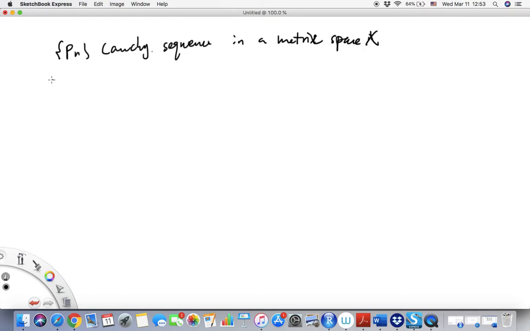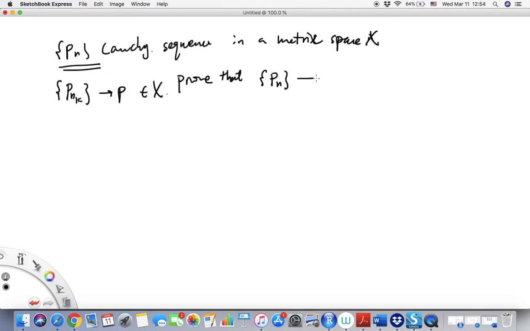Okay, moving on to the next problem. So now we have a Cauchy sequence, say Pn, in a metric space X, and some subsequence of Pn converges to a point P in X. Then we want to prove that the full sequence also goes to P.